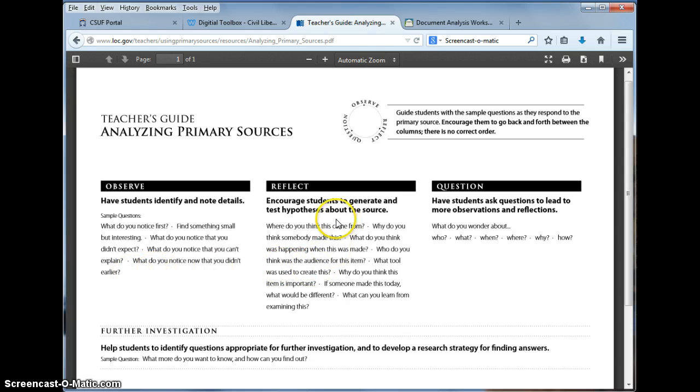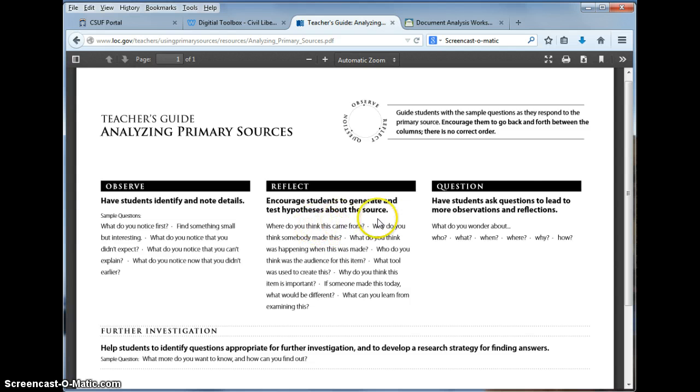In the reflect period, students are encouraged to generate and test hypotheses about the source. So questions like, where do you think this came from? Who do you think was the audience for this item? If someone made this today, what would be different? And what can you learn from examining this? All go under the reflection period.